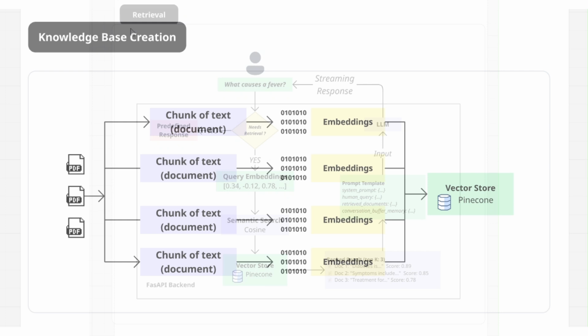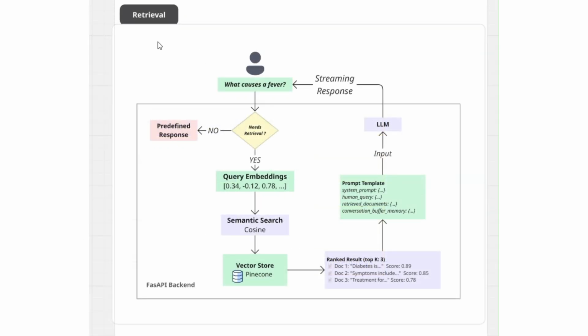retrieval. Let me tell you about the retrieval process of my project. When the user makes a query, the bot will determine whether the query needs a retrieval or not. If the query does not need a retrieval, then it will respond with a predefined response. Otherwise, the query will be converted into a vector embedding using the same Hugging Face model. Then, using that vector embedding, we will perform a cosine semantic search in the vector store. Then the vector store will provide us with the most similar documents to the user query.